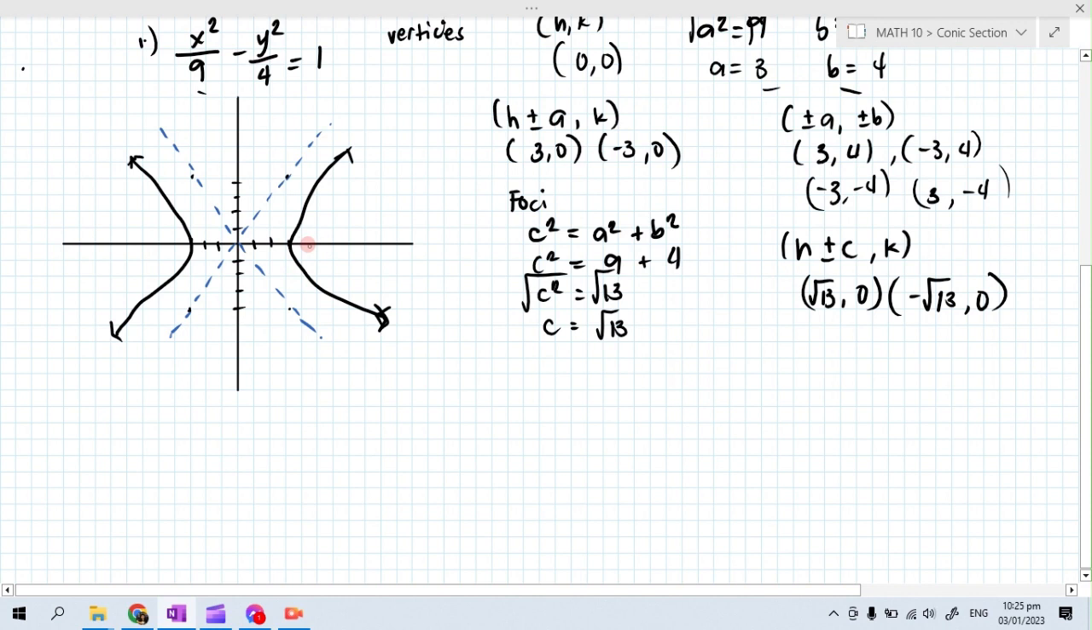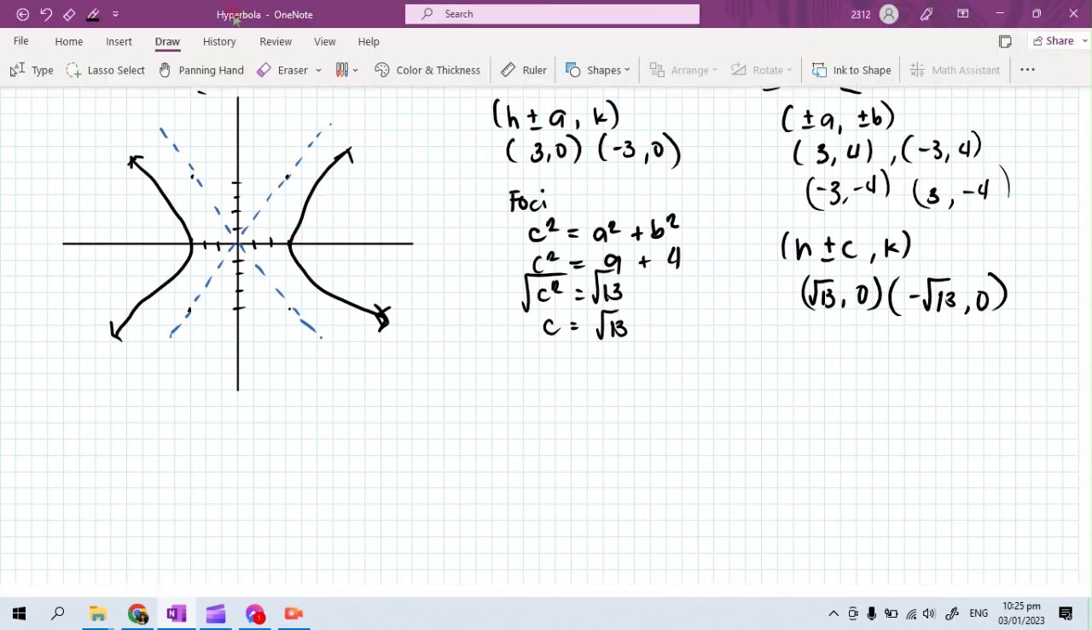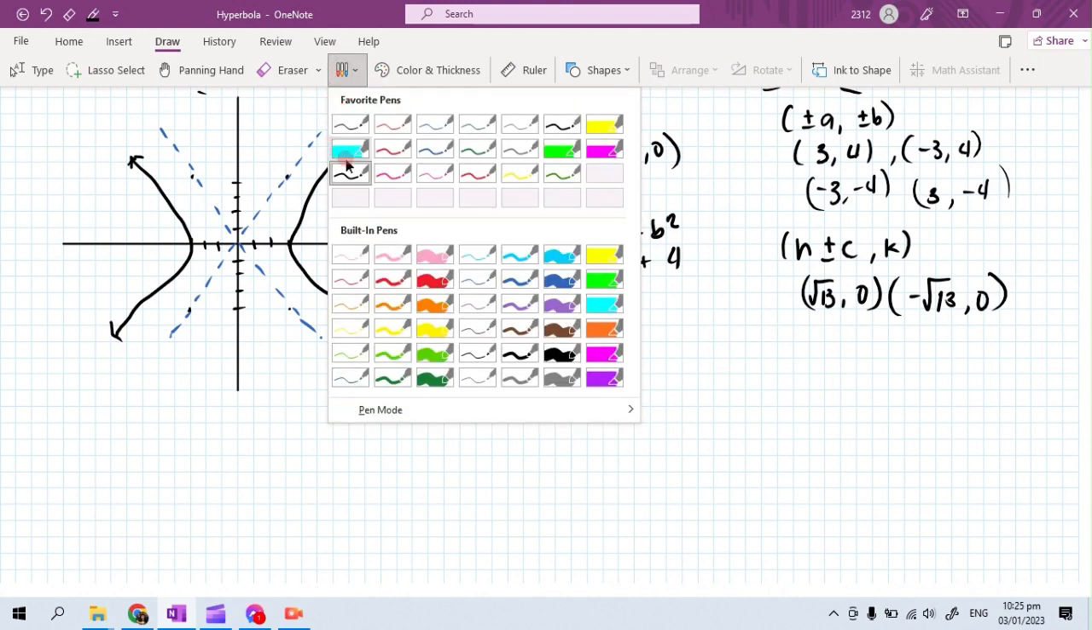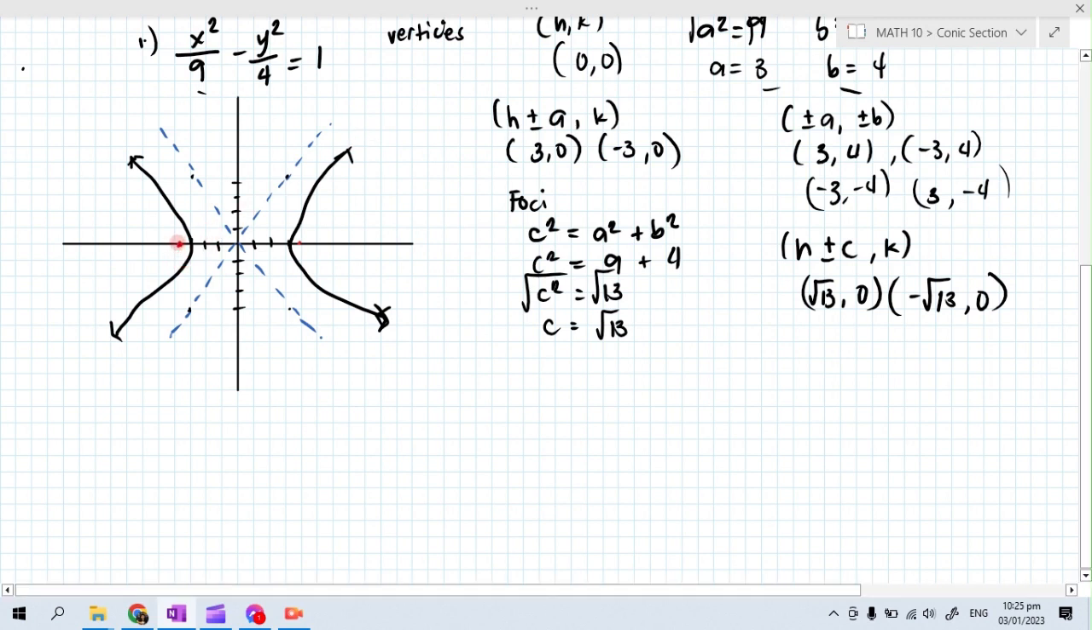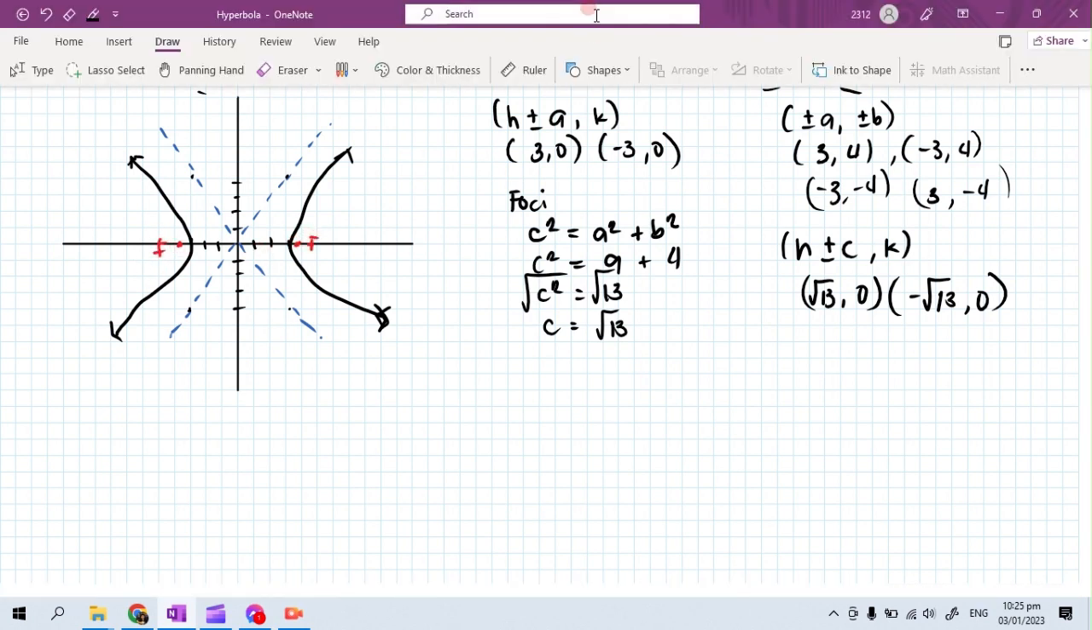So, it is somewhere around, wait, let me change our pen first. Somewhere around here. That's our foci. There we go. Okay. Now we already graph our hyperbola.